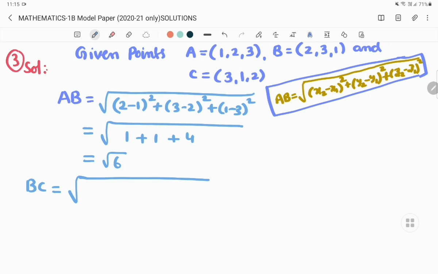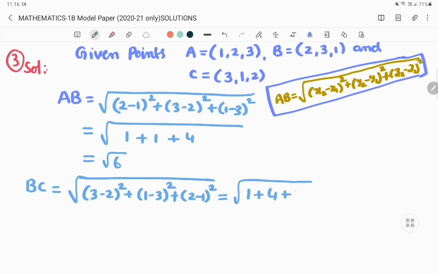BC: C minus B, 3 minus 2 whole square plus 1 minus 3 whole square, plus 2 minus 1 whole square, which is equal to root over 3 minus 2 whole square 1, 1 minus 3 whole square 4, 2 minus 1 whole square 1, so root 6.